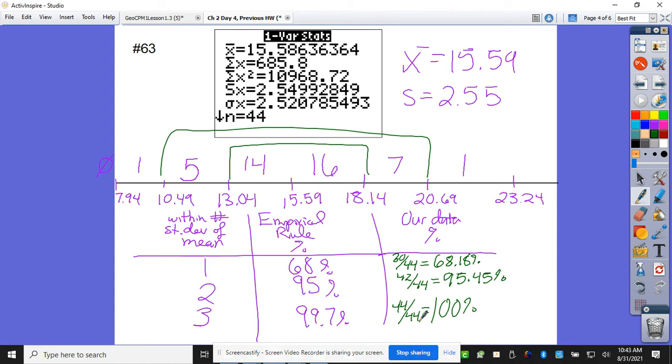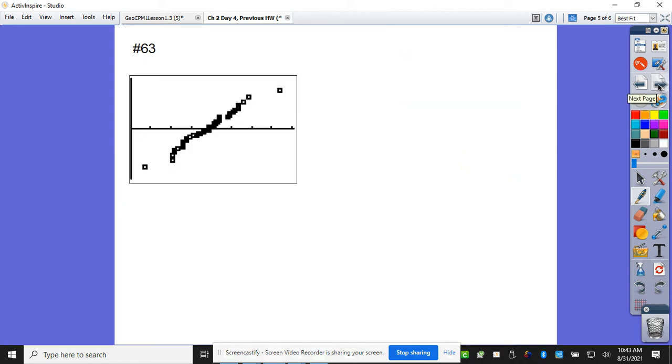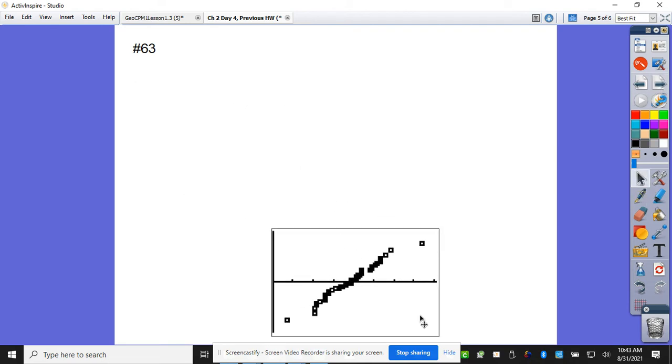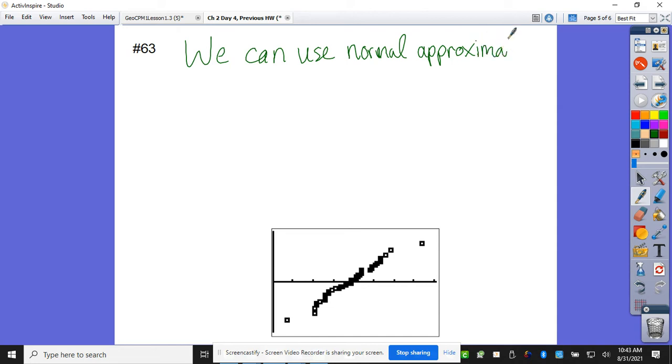So the written conclusion here needs to be, and if you didn't write that, you need to, so we can use normal approximation. We did not say our data is normal. We said the word approximation. Since our data follows closely to the normal distribution. Is that what I said?